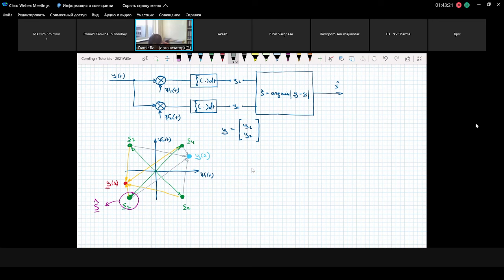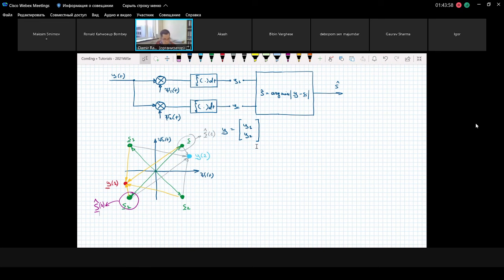And of course, in this case, you see it as S4. You have the closest possible distance, and it means that it will be our decision for what was transmitted for the second interval. Previously it was our decision for what was transmitted during the first interval. This is the idea. I hope it's clear.